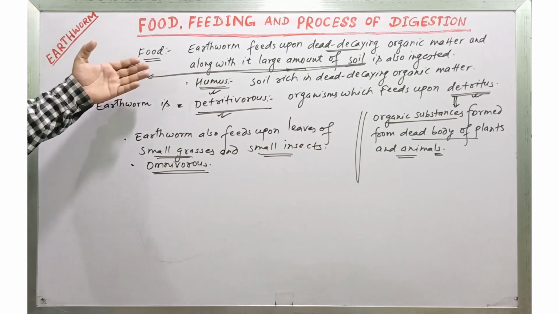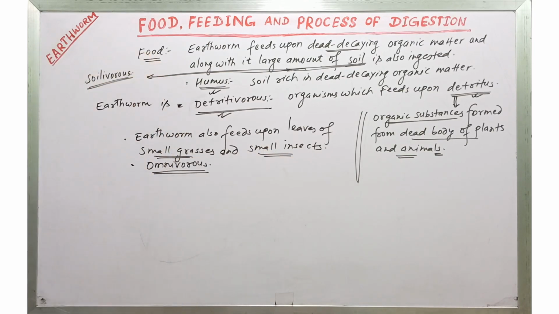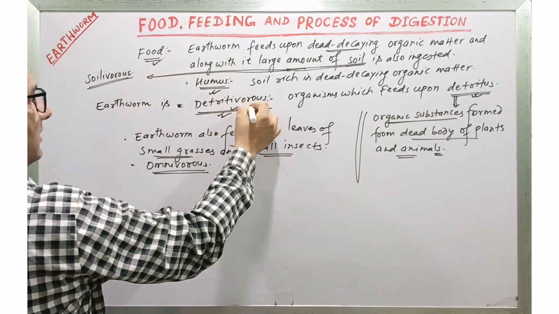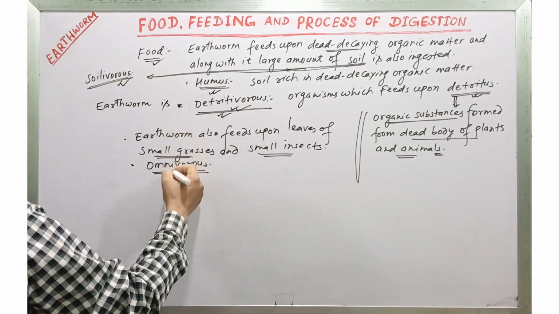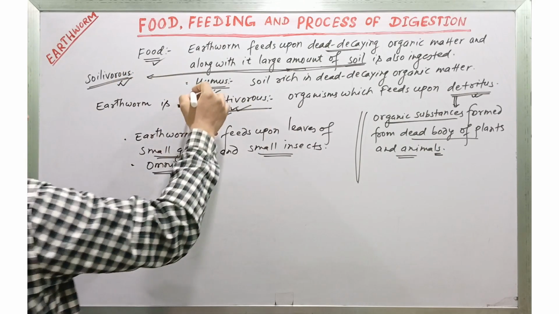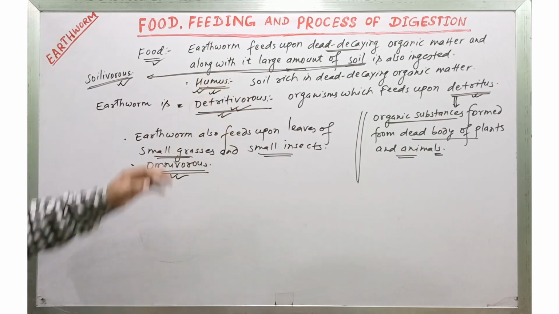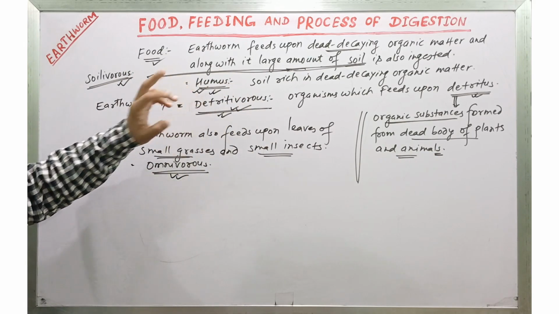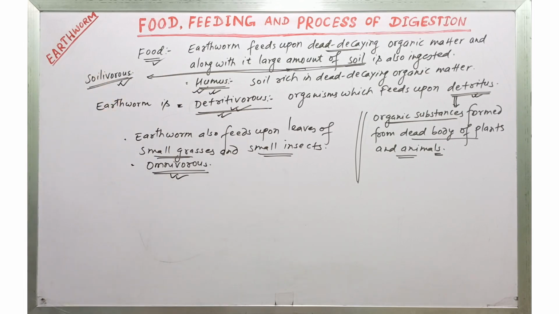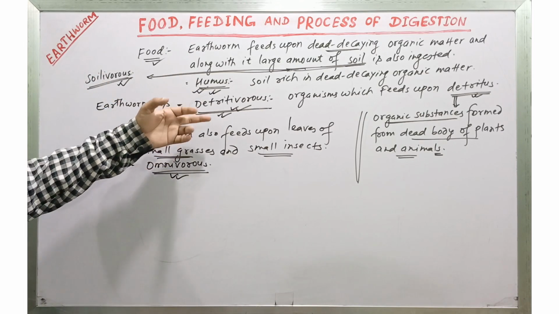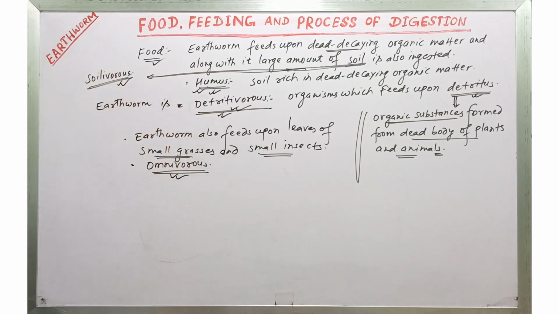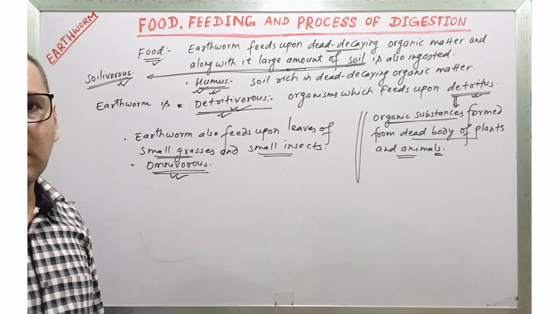So with regard to food, we say that earthworm is detritivorous, earthworm is soilivorous, and earthworm is omnivorous. The main food of earthworm is humus. So this is about the food of the earthworm. We have studied earthworm is omnivorous, it is detritivorous, and it is soilivorous. Simply we say earthworm feeds upon dead decaying organic matter.